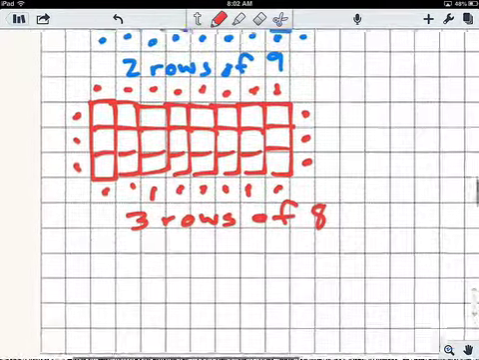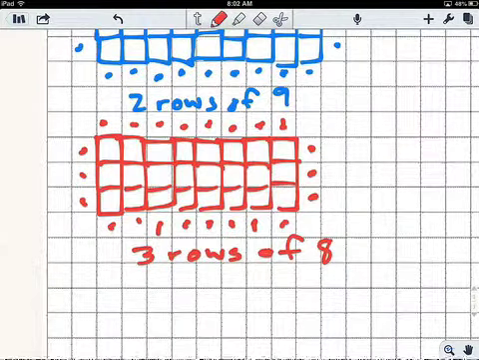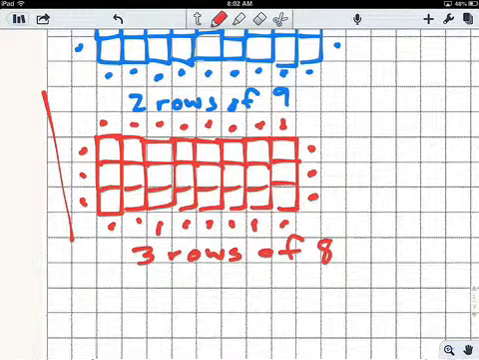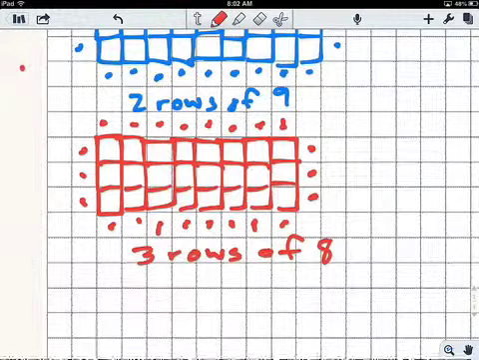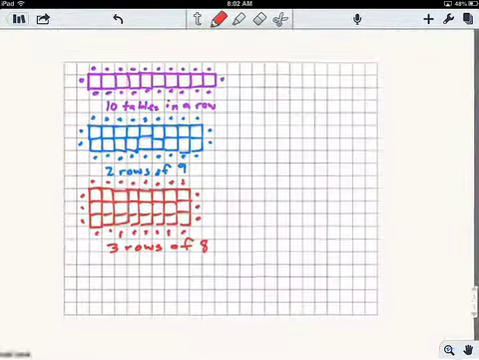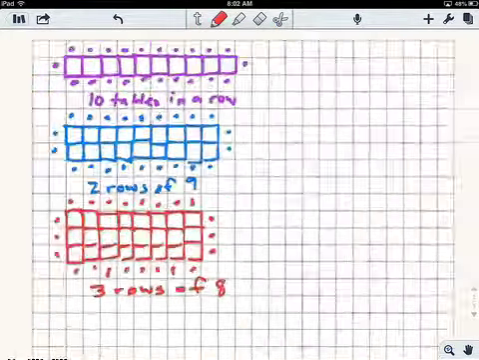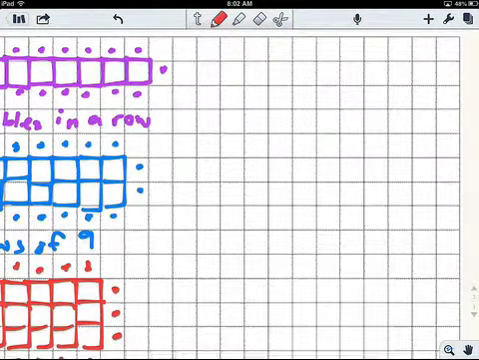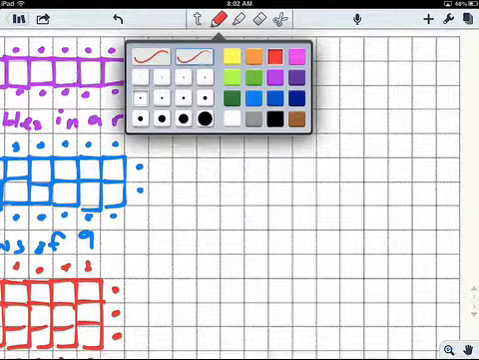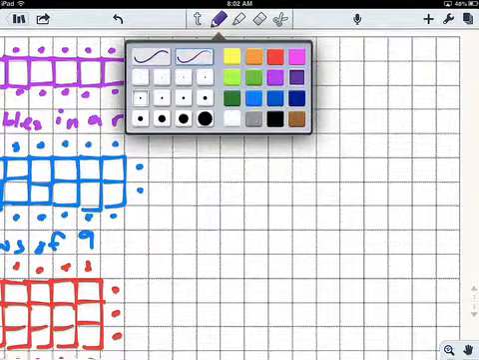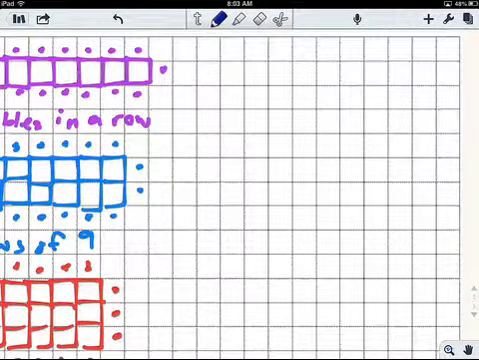Okay, let's keep going. We're just answering the first question right now, which is how many different arrangements could she have? My prediction was 5, and we've got 3 so far. So let's see what we can do. We tried 3, a row of 3. Let's try a row of 4. We'll do it in dark blue.